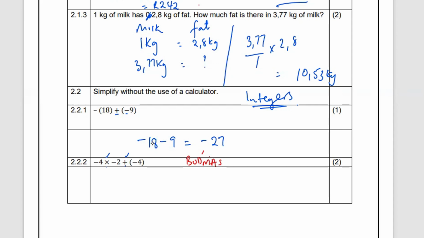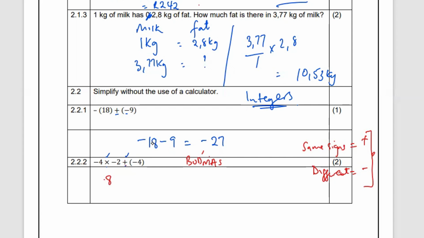So negative 4 times negative 2 will give us a positive 8, because we know that same signs must always be positive, and different signs must always give us a negative answer, for as long as we are multiplying and for as long as we are dividing. That's when this rule applies. So with multiplication, same signs will give us a positive 8.